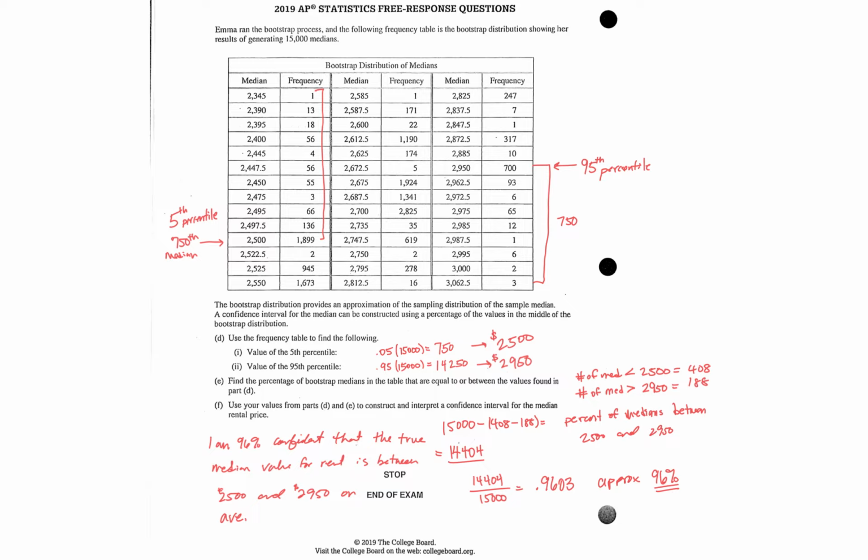The last part would be using my range values here from this number to this number, and that being 96% in the middle. We're going to write a confidence interval and interpret that result. So it'll look like this. I'm 96% confident that the true median value for rent is between 2,500 and 2,950 on average. And that's the entirety of question 6 from the 2019 exam.